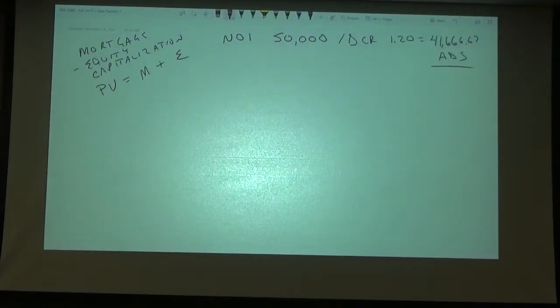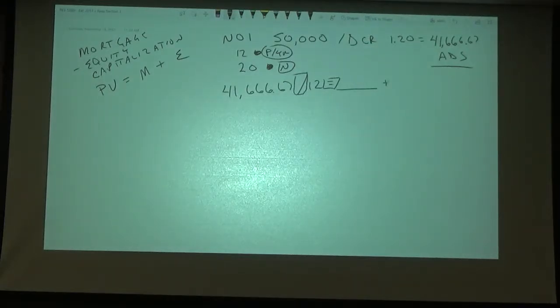Now, once we've got that, we're going to have to make some assumptions about the loan that we're going to obtain. So let's say that we get a 20-year mortgage, and this is going to be on a monthly basis. So 12 payments per year, 20-year loan. What we're going to do is take that $41,666.67 and divide it by 12 to give us monthly payments.